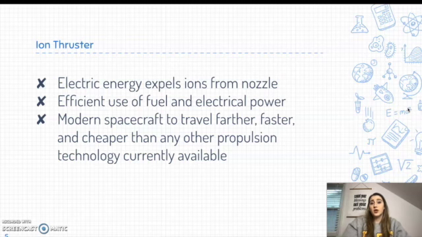So the first example of space propulsion that we're going to look at is an ion thruster. An ion thruster is electric energy that expels ions from a nozzle, and it's an efficient use of fuel and electrical power. And it allows modern spacecraft to travel farther, faster, and cheaper than other propulsion technology currently available.